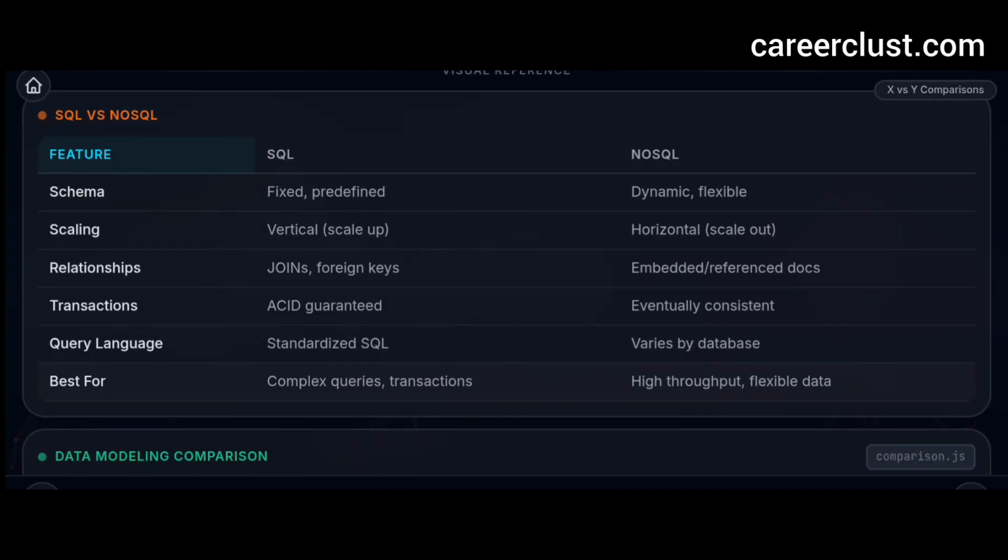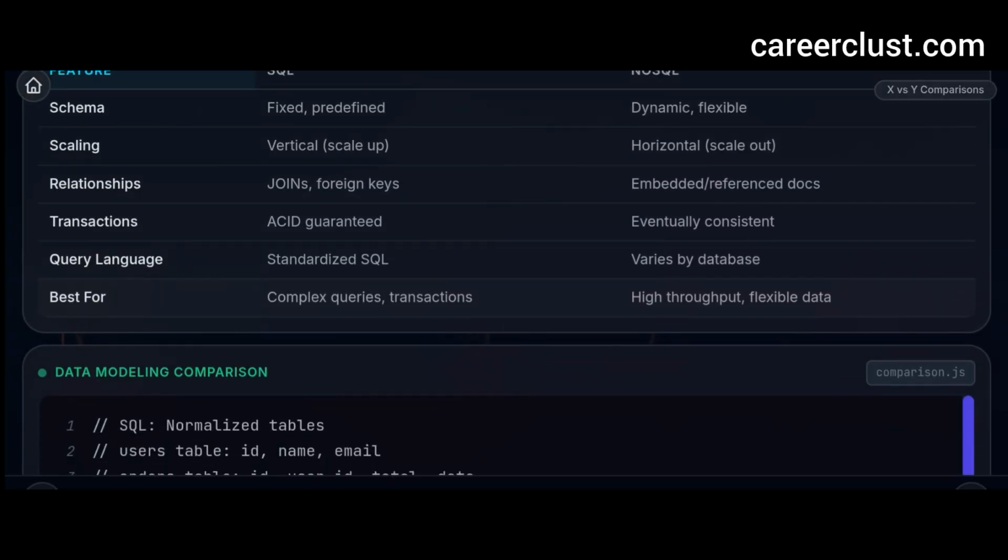Relationships. In SQL, we use joins like inner joins, outer joins, left outer join or right outer join, and we use foreign keys. Coming to NoSQL, we use embedded or reference documents. Coming to transactions, in SQL we follow ACID guarantees, like atomicity, consistency, isolation, and durability are guaranteed here. And in NoSQL, it is eventually consistent. So ACID properties are not required in NoSQL.